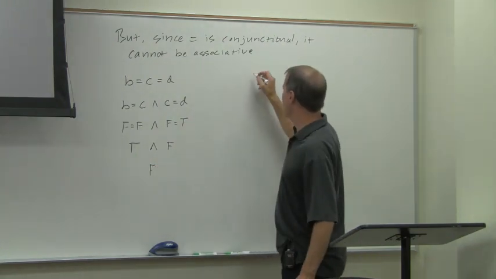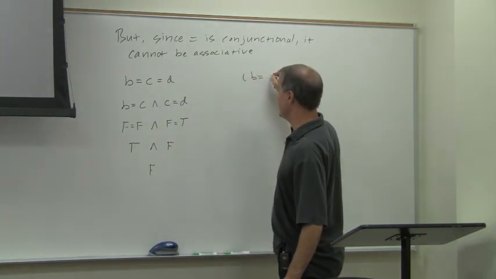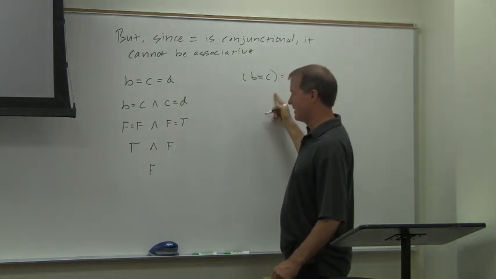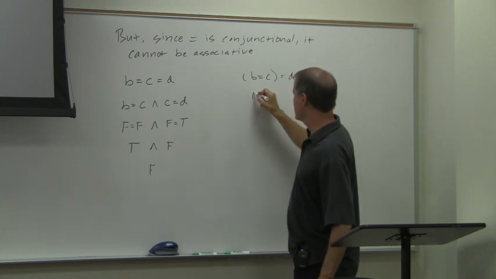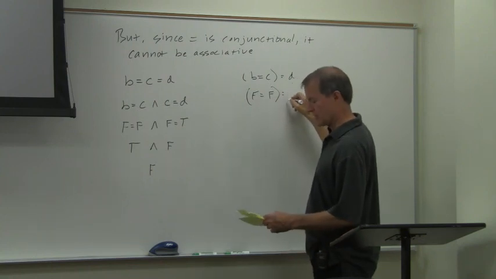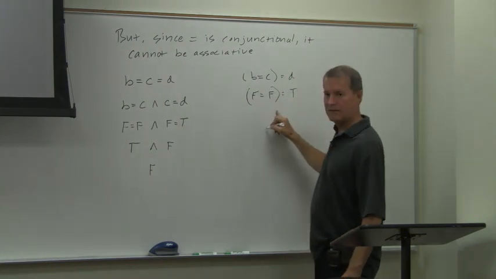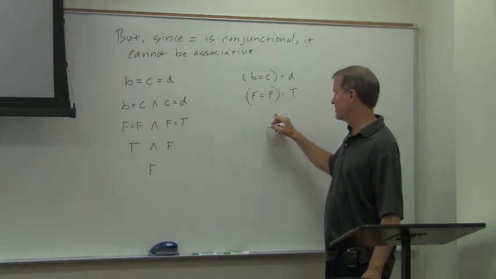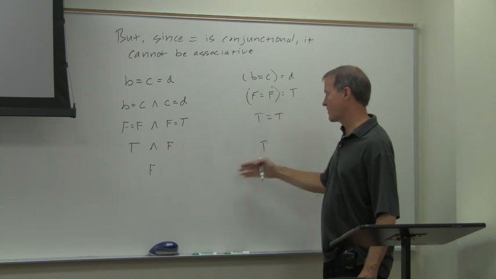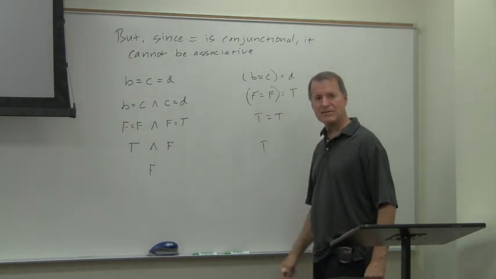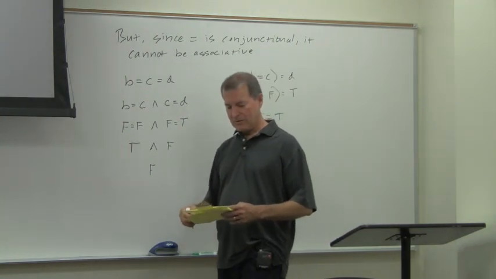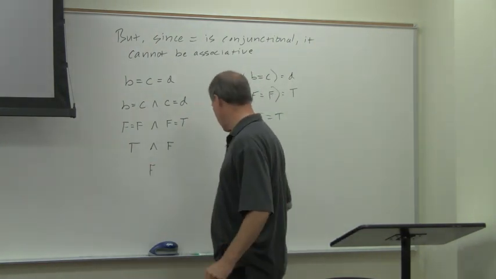But if we did it B equals C equals D associatively, we're going to get like what we did over there. So this would be false equals false, right? Equals, what was D? True, right? Is everybody following this? And then this would be true equals true, but true equals true is true. So it can't be both. See, it's either conjunctional or it's not. It can't be both. So these are not the same.